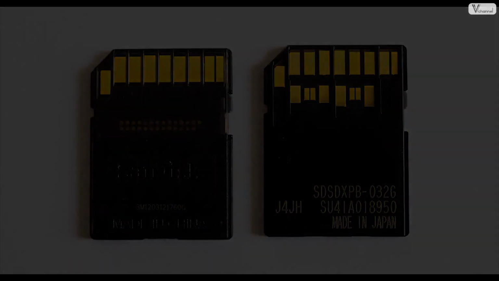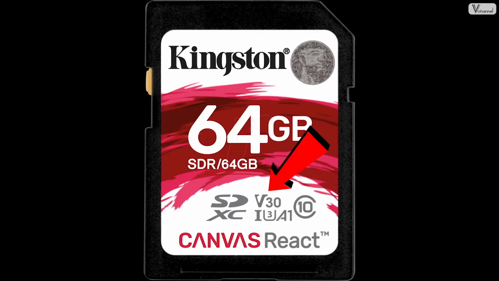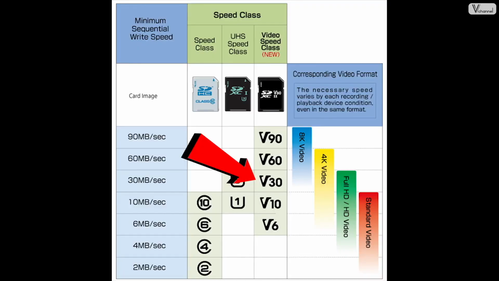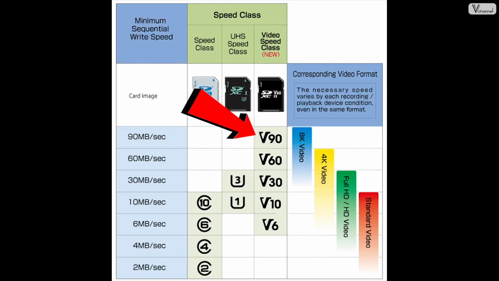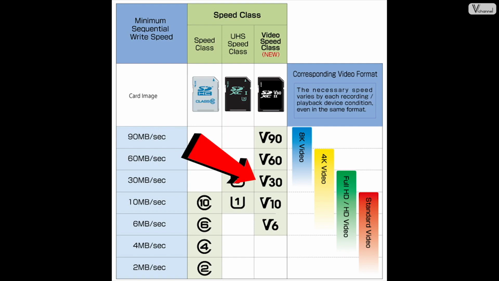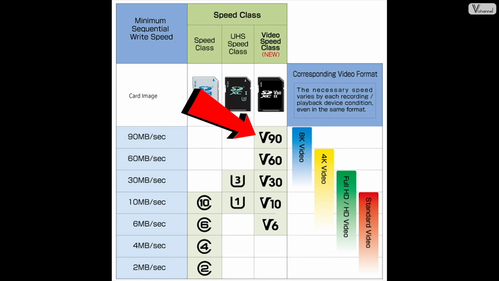Next, we will talk about V. It relates to high speed video, suitable for high quality video recording equipment such as 8K, 4K, 360 degree, 3D, etc. V is similar to U. We have V30, V60, V90. That is the minimum write speed of the memory card. V30 means the minimum speed is 30 megabytes per second. V90 is 90 megabytes per second.